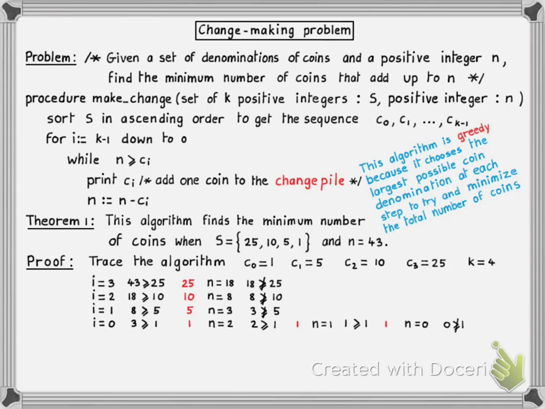So this strategy is called greedy because, again, at every step you greedily try to make as much change as possible to minimize the number of coins. Now what I would like you to do is to practice tracing these algorithms on inputs of your own choice so that you can convince yourself that this greedy algorithm indeed works.